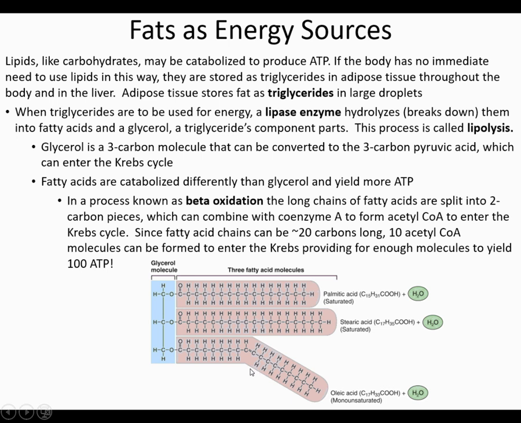Okay. If you remember, after the transition reaction, we had a 2-carbon acetyl-CoA. Well, you attach a coenzyme A to each of these 2-carbon segments, and you can throw it right into the Krebs cycle. Think about how many times you can run through the Krebs cycle from a singular triglyceride. Tons. In fact, reading through, since fatty acid chains can be somewhere around 20 carbons in length, 10 acetyl-CoA molecules can be formed in our Krebs cycle, providing enough energy to yield 100 ATP.